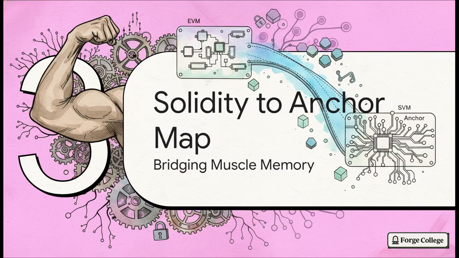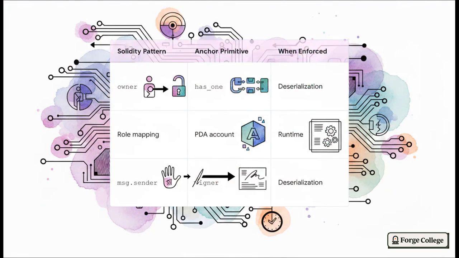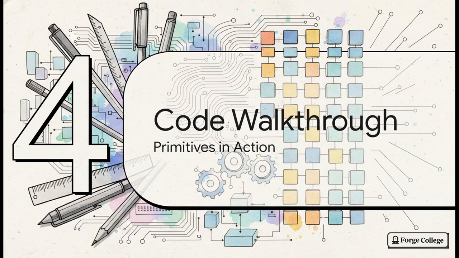Section 3. Solidity versus Anchor mapping. So the crucial point here is knowing exactly how to bridge that EVM muscle memory over to SVM primitives. Let's map this out one-to-one. Look at the first row, your classic owner storage variable plus the onlyOwner modifier. That maps directly to Anchor's has_one and signer constraints, which are enforced at deserialization. Row 2, a Solidity role mapping becomes a specific account field or maybe a separate PDA role account enforced at runtime. And finally, row 3, our dearly departed msg.sender is simply replaced by the signer constraint. Pretty neat, right?